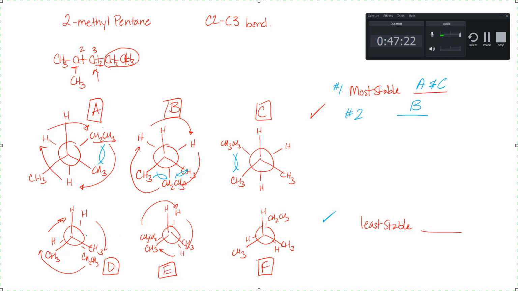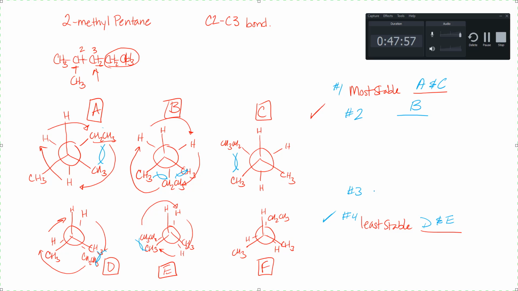Okay, if you look at this, what are the destabilizing interactions in an eclipsed conformation? They are the eclipsing interactions. And so D and E each have 1 eclipsing interaction, and F has none. So that makes D and E the least stable, so that would be number 4 in this case.